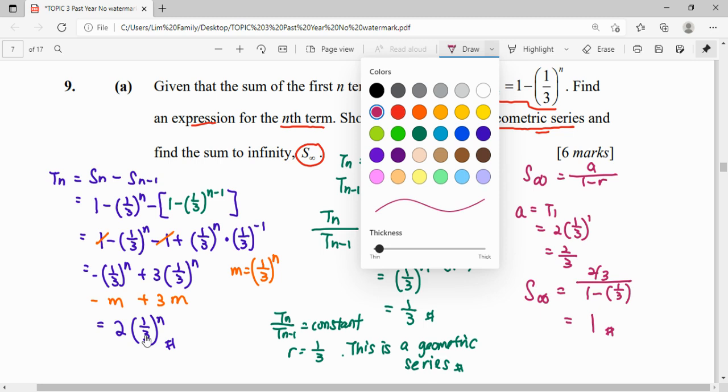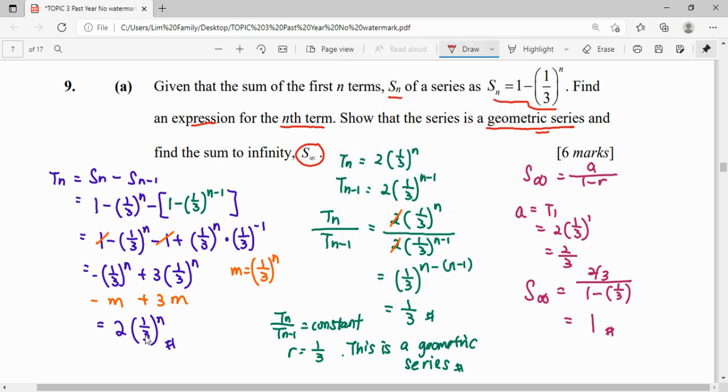So what are the important concepts we have to know here? The first one is that when we find Tn, it must use the concept of Sn minus Sn-1, because the question gives this formula already, and we have to find Tn. So we have to follow the instruction of the question. Then we apply this Sn to find our Tn, and we come to this answer in terms of n.